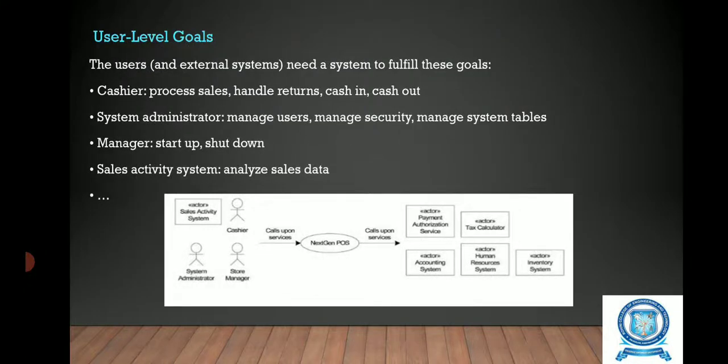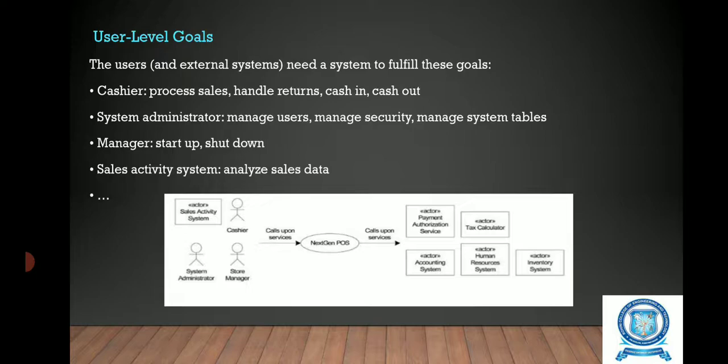Now let us see about the user level goals. The users are the external systems which need a system to fulfill these goals. The users may be cashier, system administrator, manager, sales activity system, etc. The cashier processes the sales, handles returns, cash in, cash out, etc. The system administrator manages the users, manages security and manages the system tables. The manager starts up and shuts down the system, and the sales activity system analyzes the sales data.